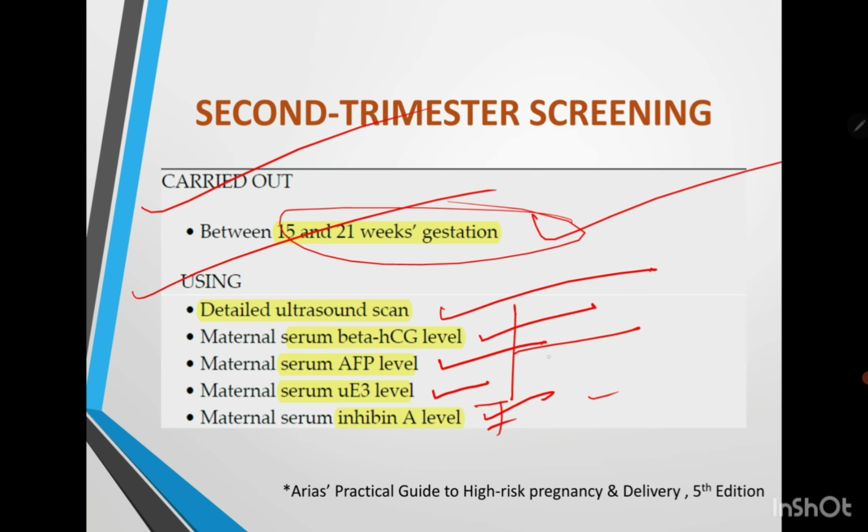Okay. So here remember, PAPP-A is a very important question they can ask in the second trimester screening: which biochemical marker has not been used? Remember, beta-hCG and PAPP-A are the first trimester screening. Then after that PAPP-A has been excluded.